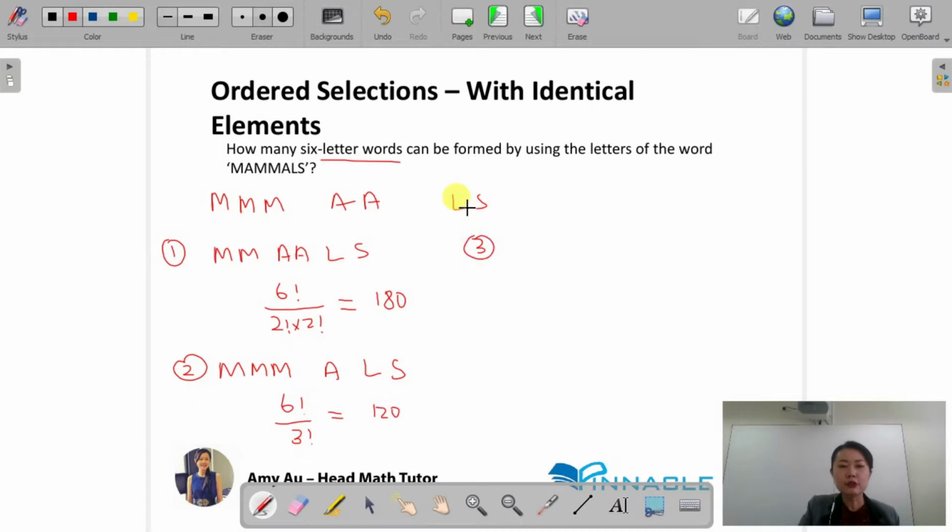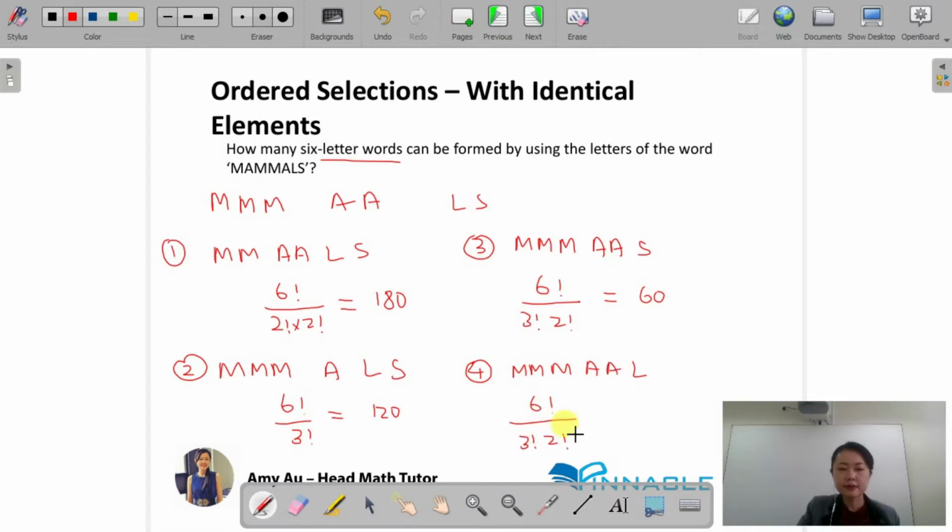Third case, we drop an L. So M, M, M, A, S. So that's 6 factorial over 3 factorial, 2 factorial, which gets you 60. And then finally, we're dropping the last letter, S. So it's the same thing, 60.